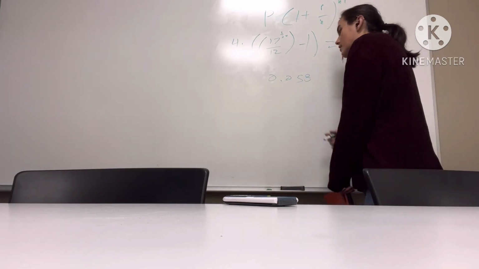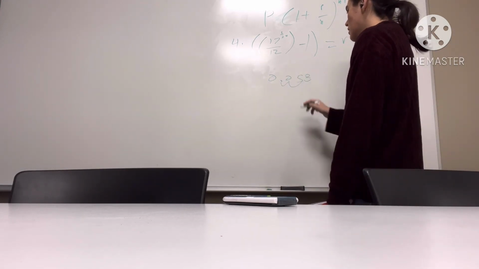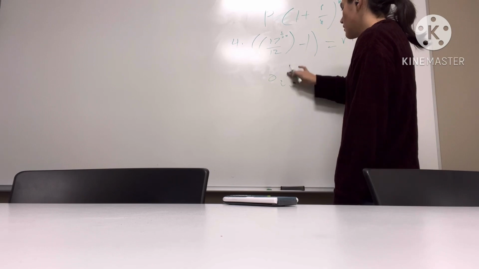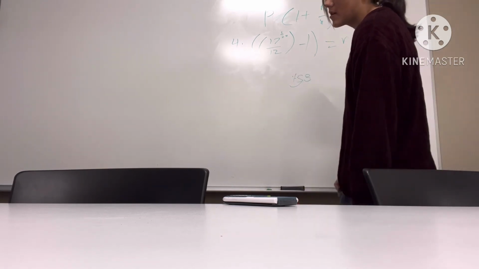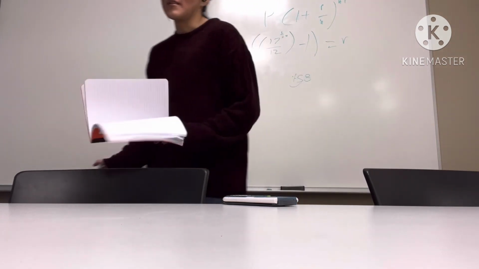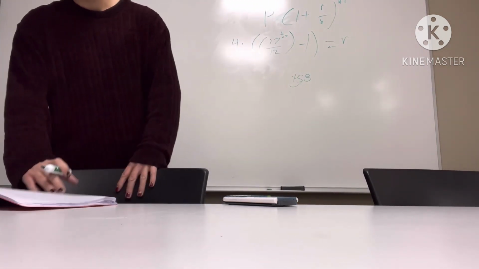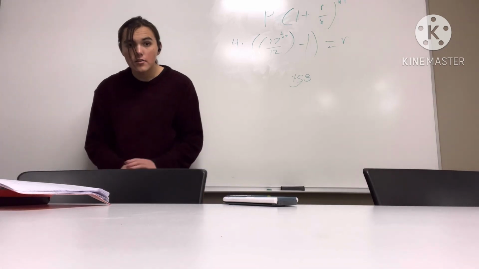Alright, how do you find the interest rate? You move it back over. So really, it would be 5.8%. Around an estimate. For interest rates, you can go with the estimate. It's fine. Alright, and yeah, that's all you need to know.